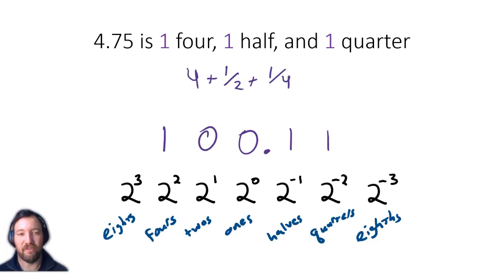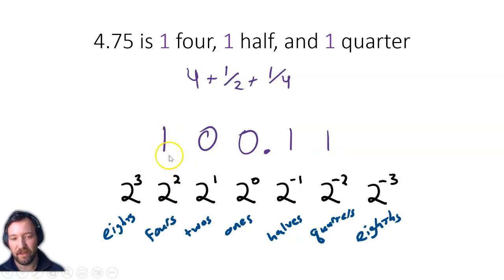So 4.75, if I write it all down, it's 1 4, that's my 4. Since I have a fours place, I can take a 4 in binary. It's 1/2. I have a half. I have a halves place there. And 1/4. I have a quarters place. Because a half plus a quarter is 0.75 or 3/4, I can represent it like this.